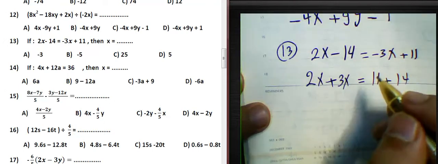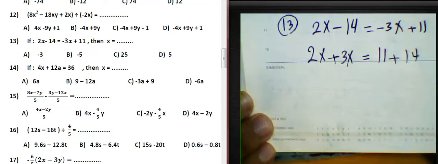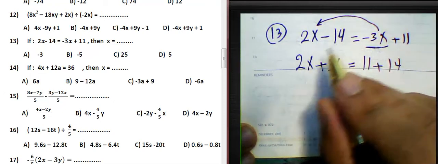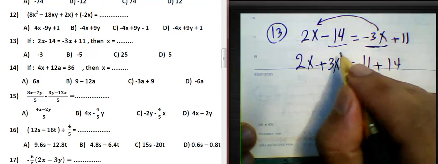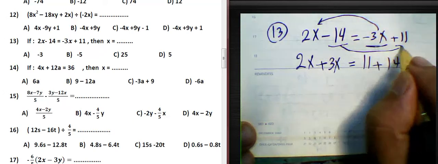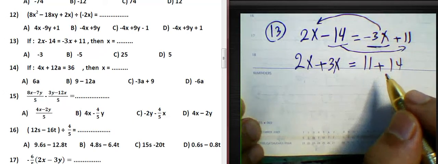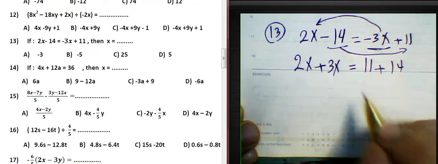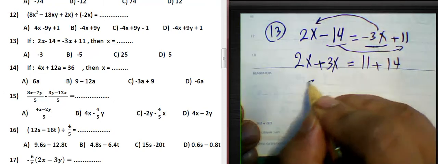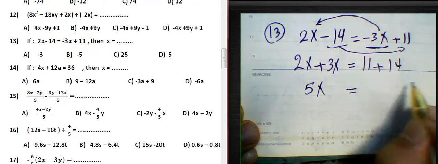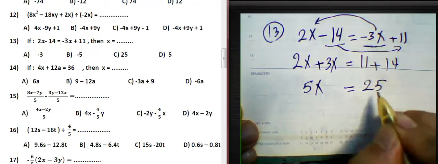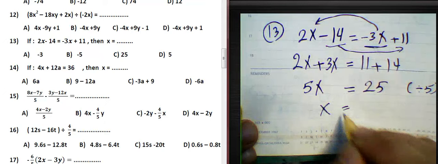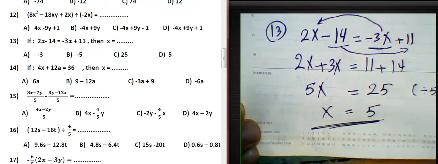Again, we moved the term negative 3x from the right hand side to the left hand side, and we must move this term from the left hand side to the right hand side, and we must change the sign here. Negative will be positive and positive will be negative. So 2x plus 3x equals 5x and 11 plus 14 equals 25. The next step, we divide by 5. This is the last step. x will be 25 divided by 5 equals 5. The result will be 5.